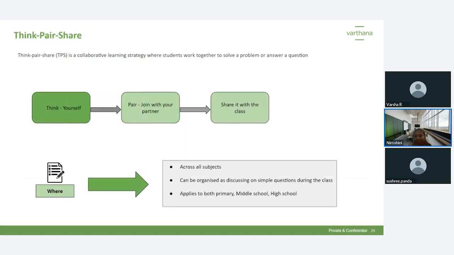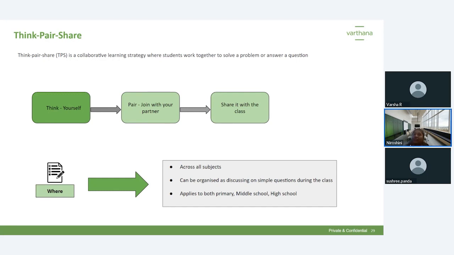The last model for today that we will look at is think, pair, share. This is also a very, very vitally used model. It is very simple. You can introduce it in your daily classroom itself. When we are delivering lessons, it's easy to introduce this model into your system, which again pushes the students to be active learners inside the classroom.